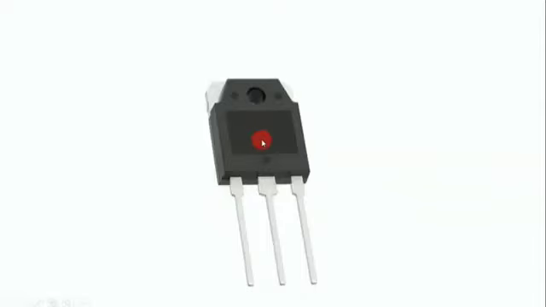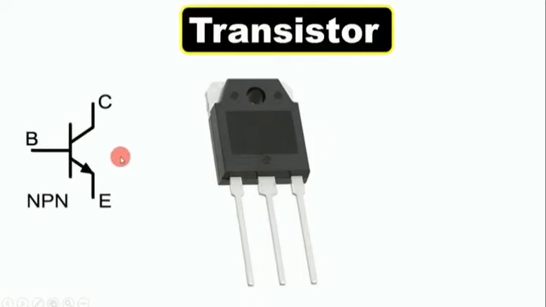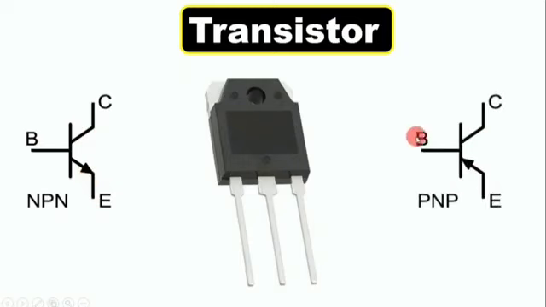Now friends, this sixth component here is known as a transistor. The symbol of a transistor is like this. Normally a transistor is of two types. One is NPN and the second is PNP. The difference between the symbols of NPN and PNP is that in the NPN transistor symbol, there is an arrow.